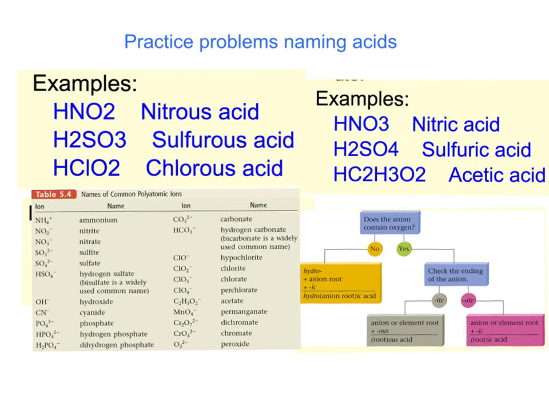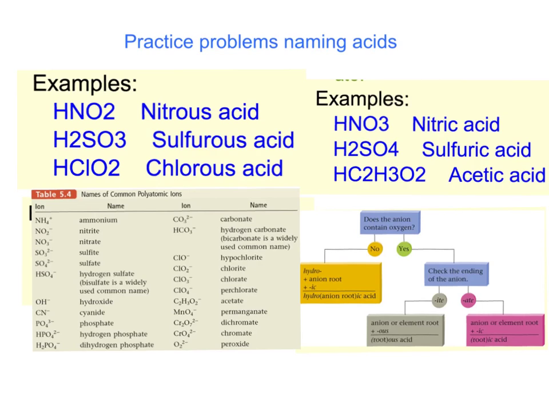So we come over here. Does our anion contain oxygen? Yes, it does. So we checked the ending and we saw it was nitrite, so we had an ITE ending. So we're going to name the anion. So we have nitrous followed by the word acid, and therefore we get nitrous acid.